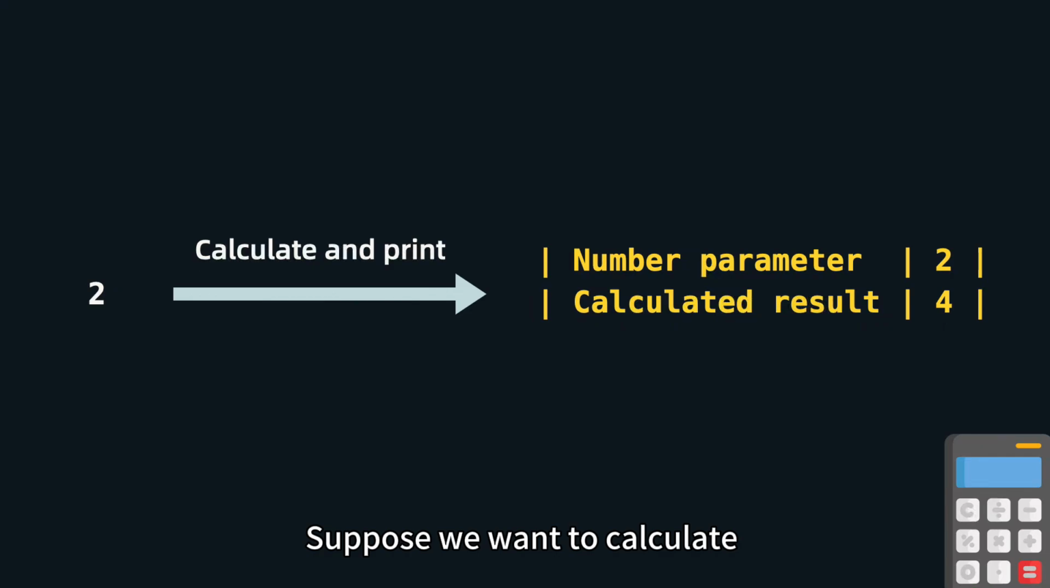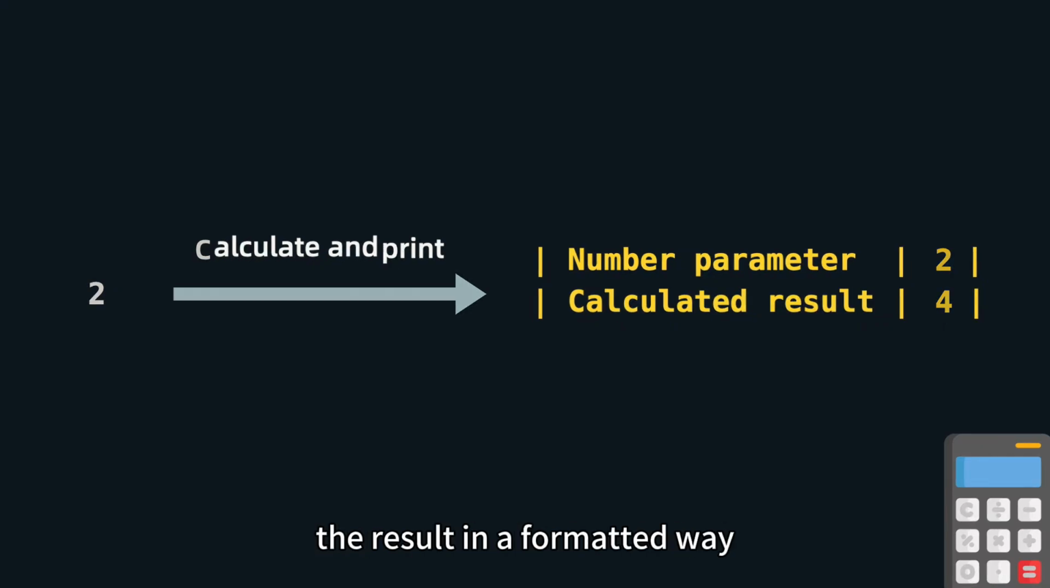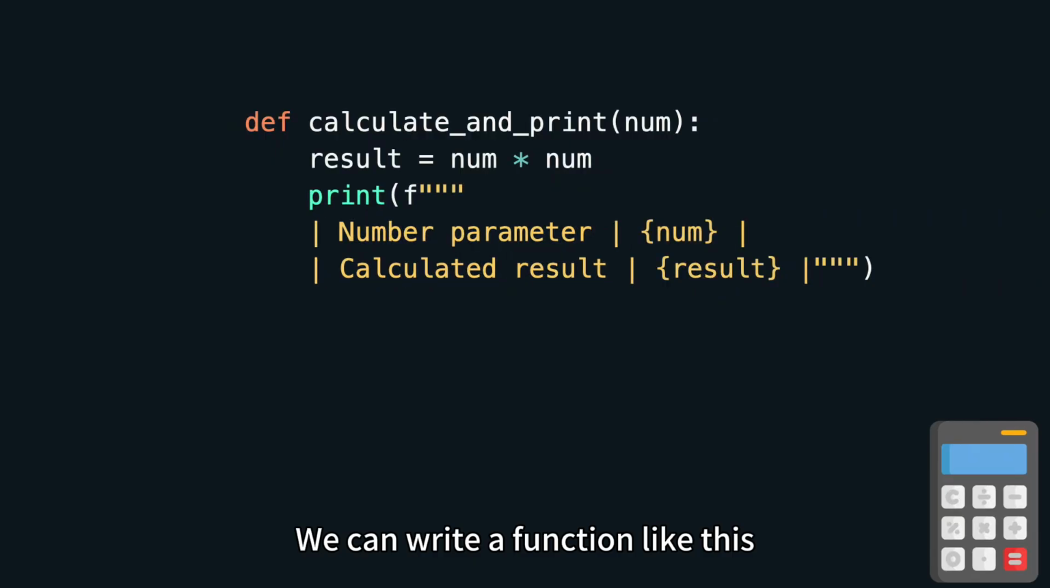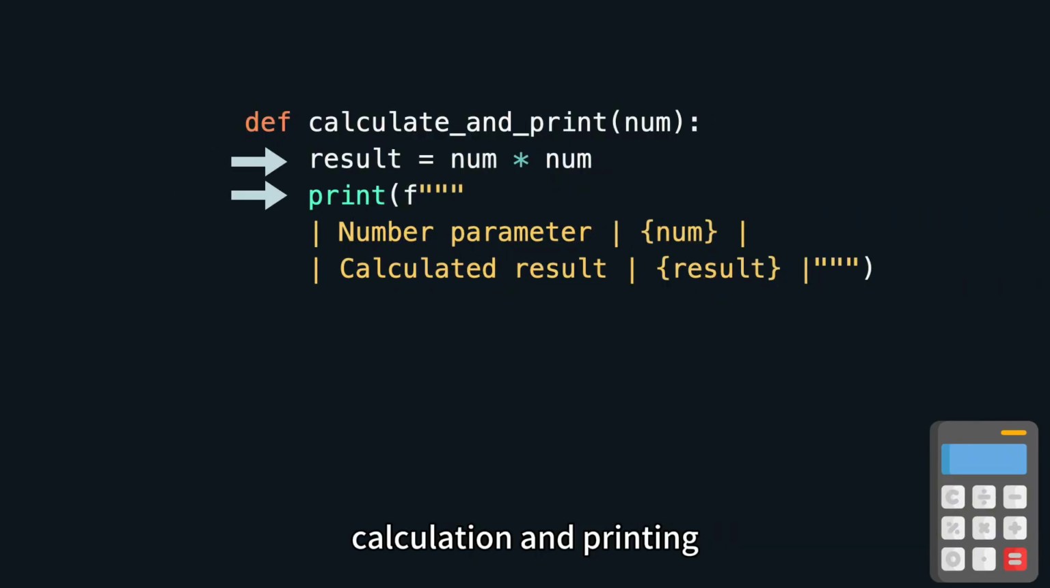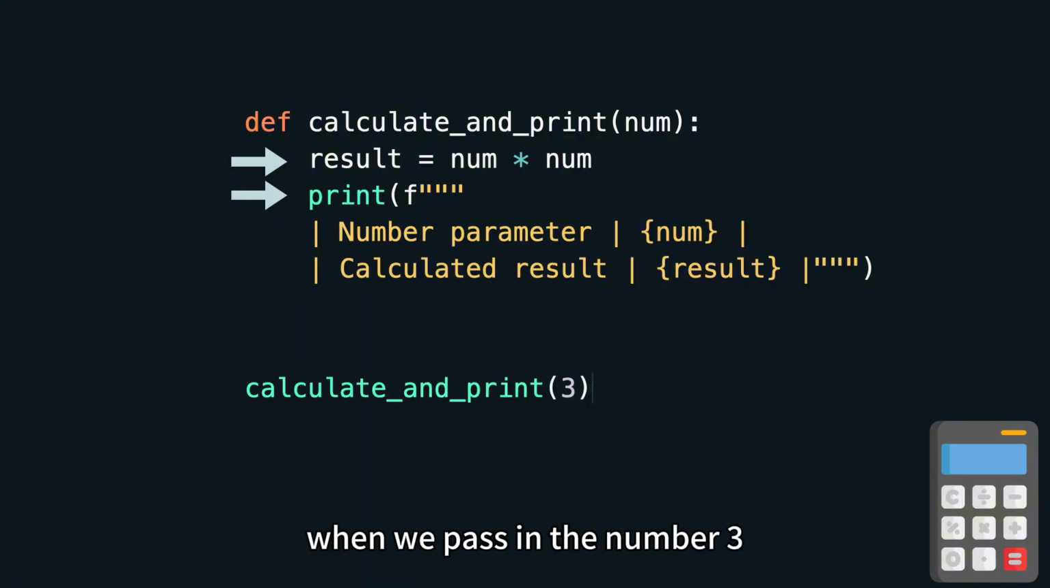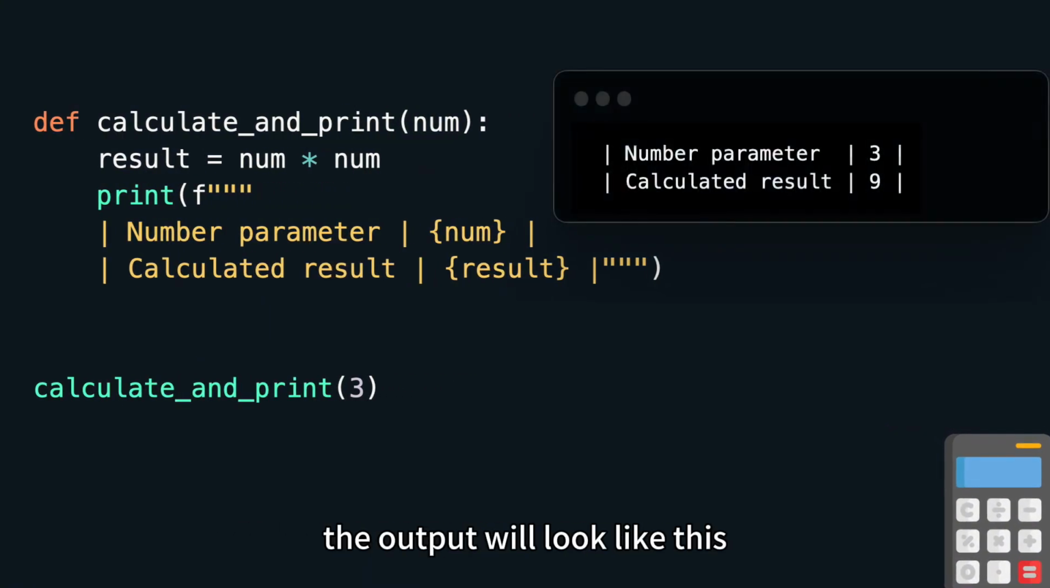Suppose we want to calculate the square of a number and print the result in a formatted way. We can write a function like this. It mainly does two things, calculation and printing. For example, when we pass in the number 3, the output will look like this. This is a very simple function.